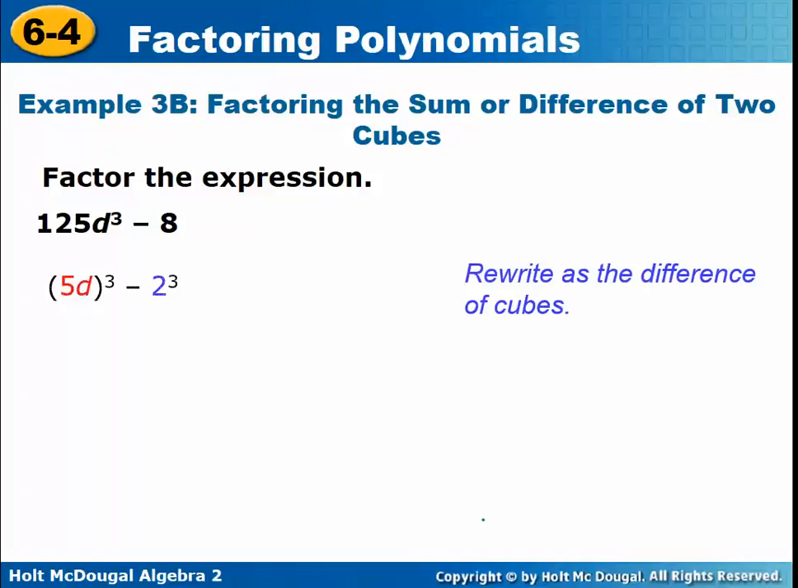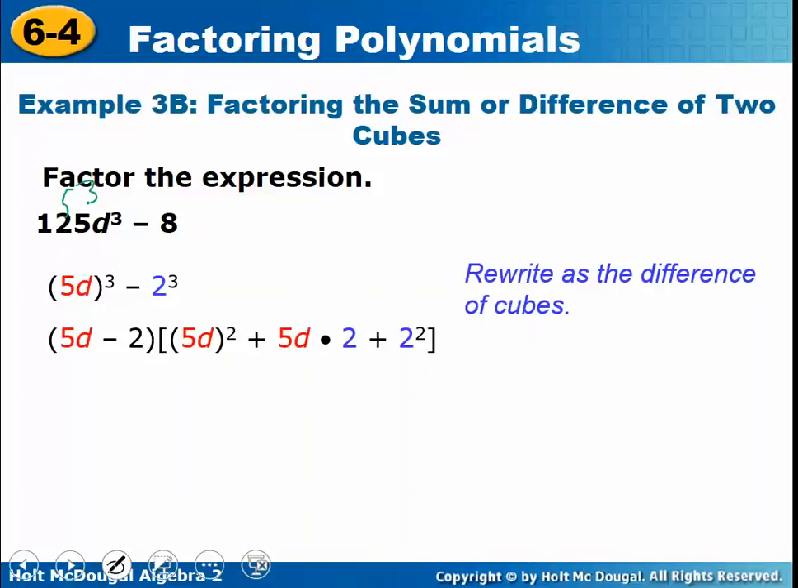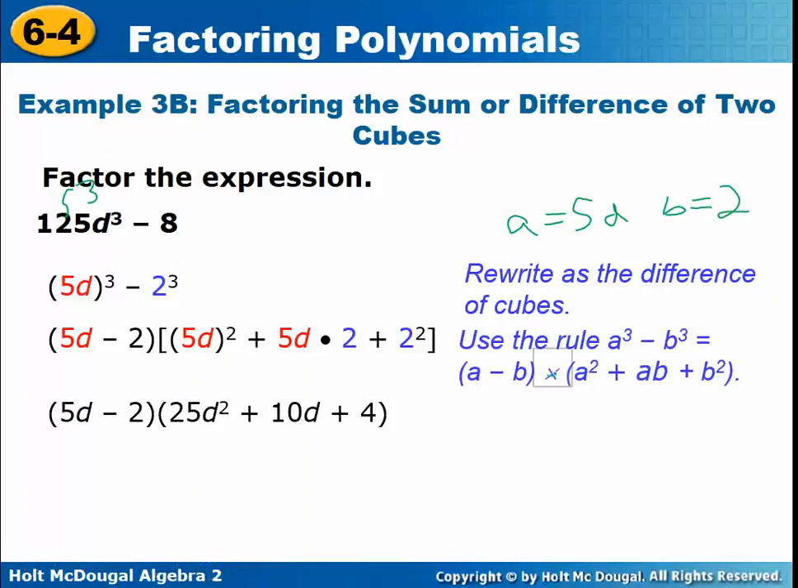So then we think about this, or we rewrite it as two things being cubed minus each other. So 125 is the same as 5 cubed, and d cubed, of course, is d cubed. So you write it as 5d cubed minus 2 cubed, because 2 cubed is 8. So that means that a in our difference of 2 cubes is going to be 5d, and our b is going to be 2. So we write the rule. Here's the rule. a minus b. Now a is 5d, b is 2, so we have 5d minus 2.